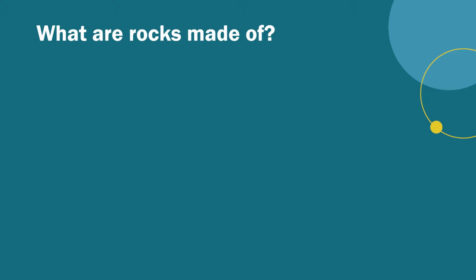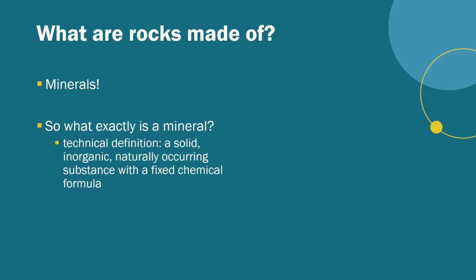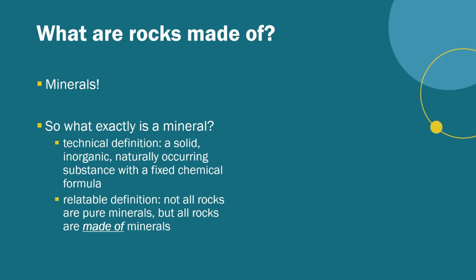What are rocks made of? Minerals. So what exactly is a mineral? The technical definition is a solid, inorganic, naturally occurring substance with a fixed chemical formula. Although this definition is correct, it can seem a bit challenging to decode at first. The relatable definition is more relevant to this lesson. Remember that not all rocks are pure minerals, but all rocks are made of minerals. You can think of minerals as the building blocks of rocks.